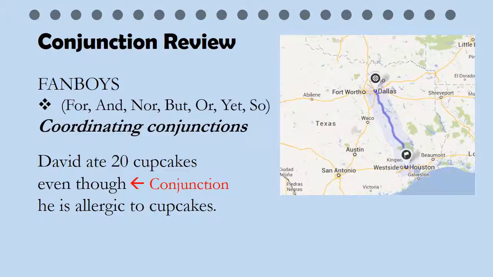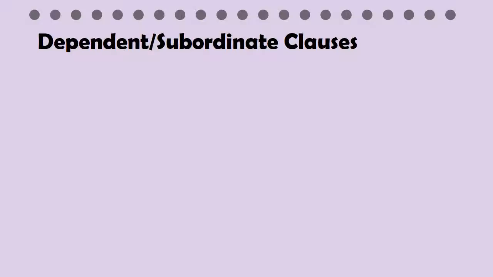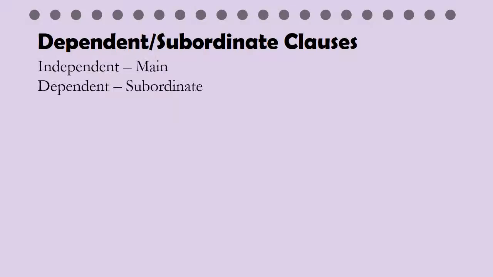But what if the clauses aren't equal? What if one of them depends on the other to make sense? This is where dependent or subordinate clauses come in. When we talk about complex sentences, as opposed to compound sentences, it sometimes helps to refer to independent clauses as main clauses and dependent clauses as subordinate clauses. So we'll start getting used to these terms.